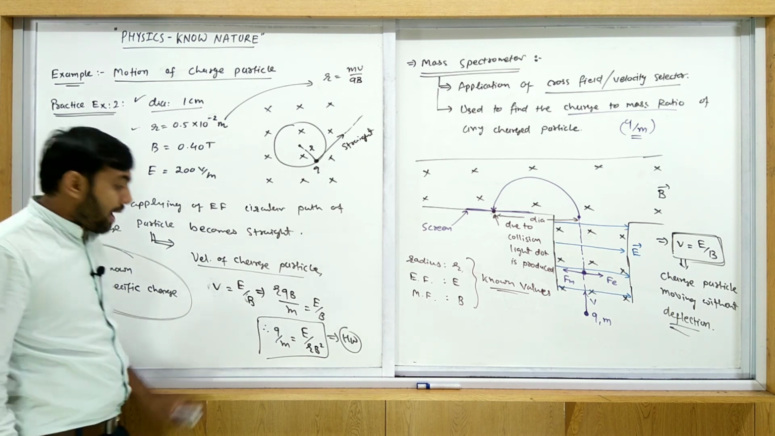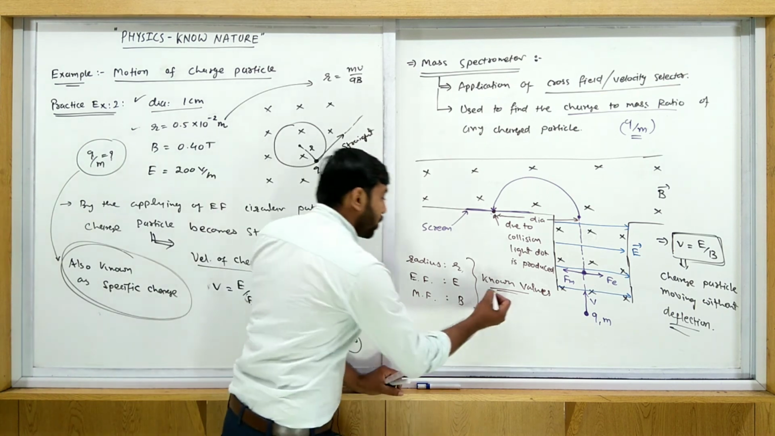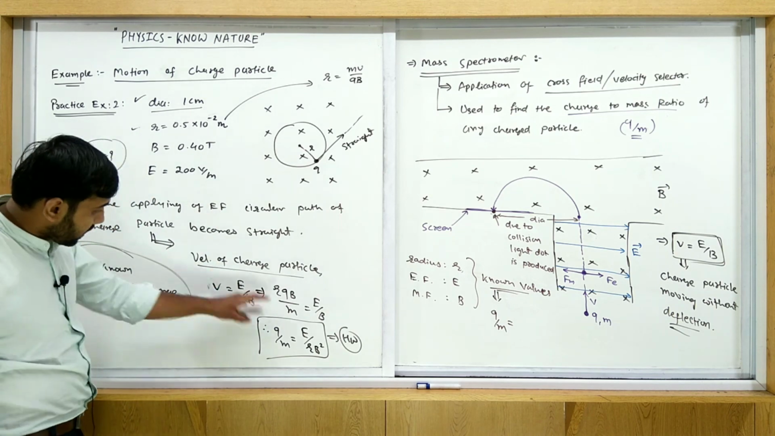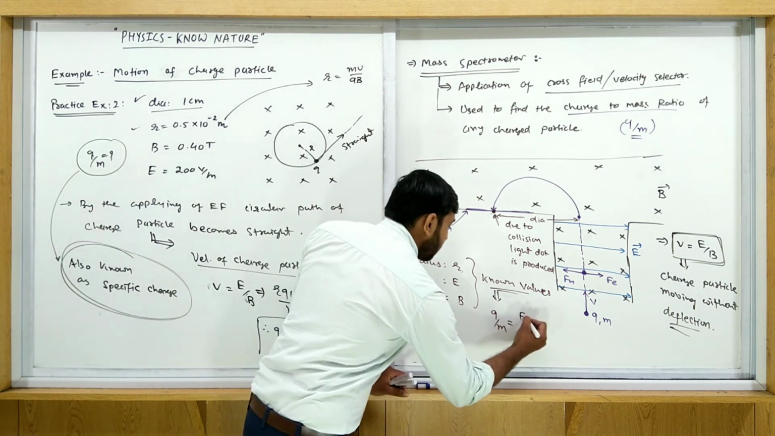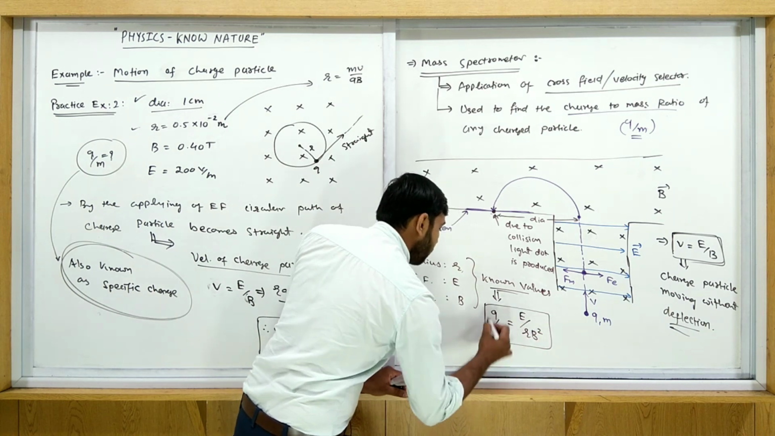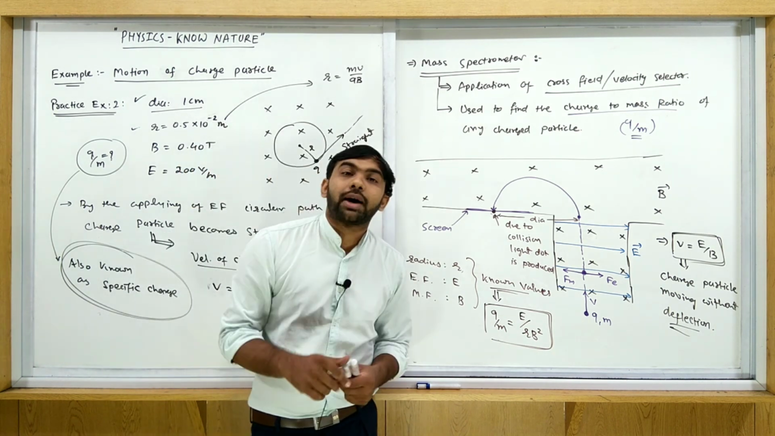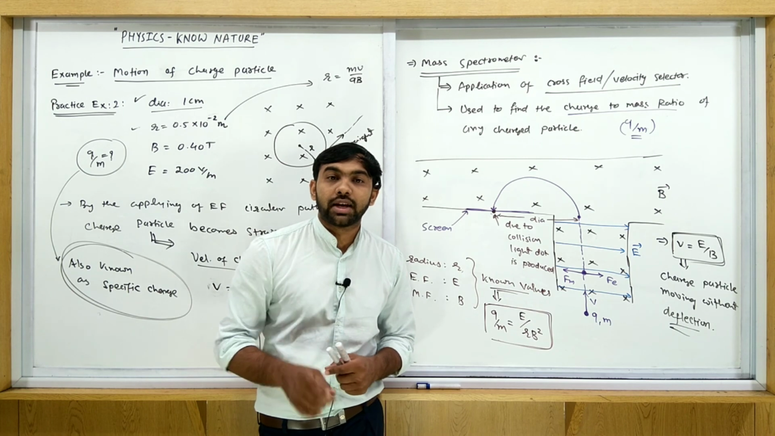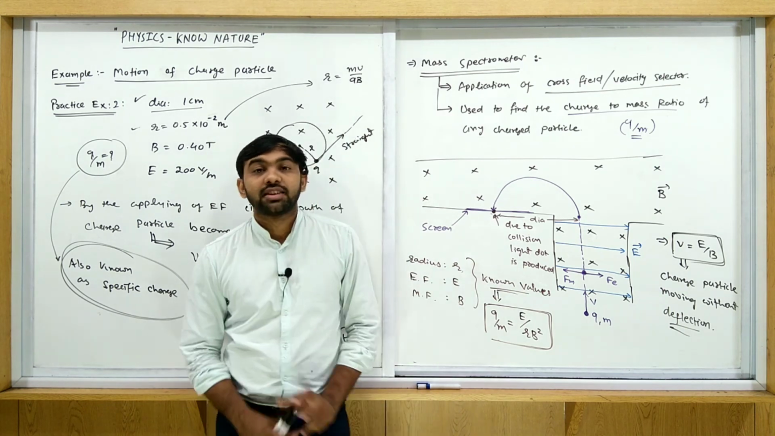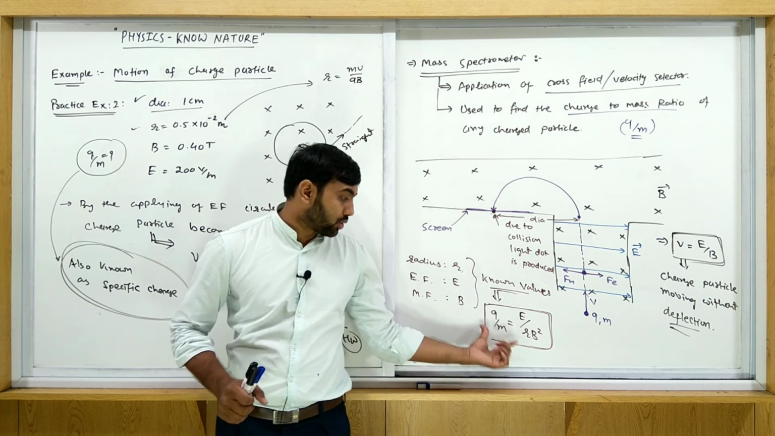So by using this theory, exactly the same way, we find the Q by M ratio with the same calculation: E upon R B square. Okay, so this is the experimental setup to find the charge to mass ratio for any particle experimentally, and this one is known as a mass spectrometer. What do we call this? Mass spectrometer. Okay, so in this way we can find this experimentally.